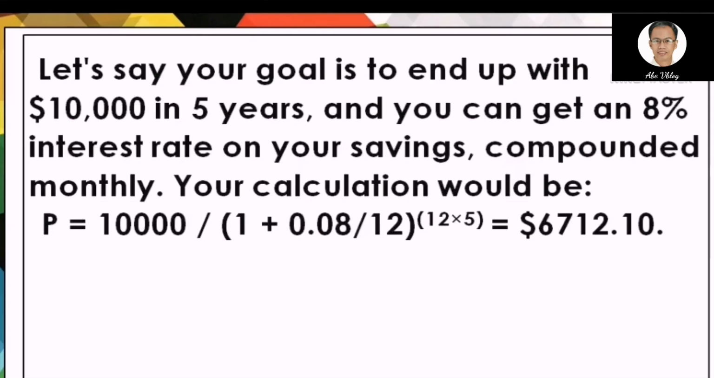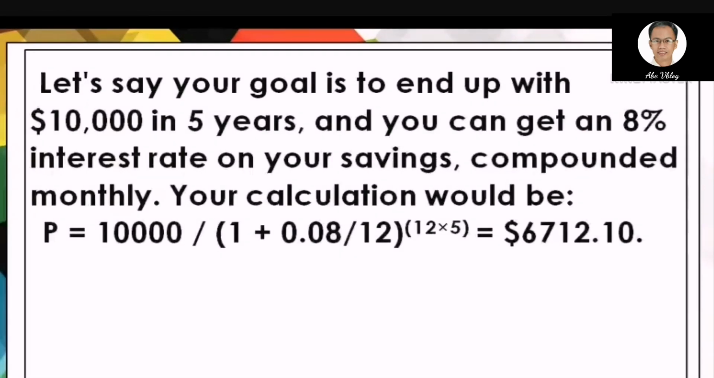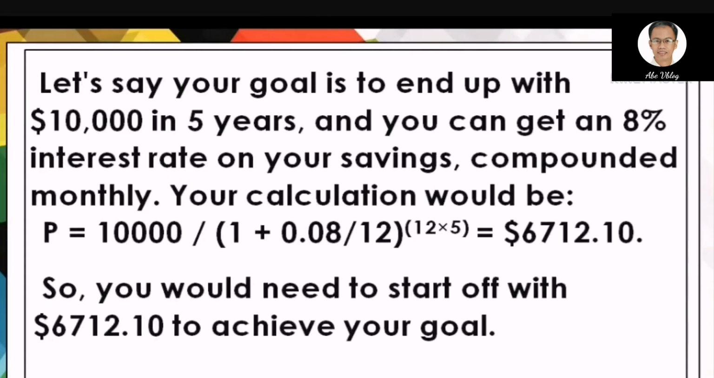So the final answer is 6,712 and 10 cents. So in order for you to arrive with 10,000 in 5 years, you must start your investment with 6,712 and 10 cents.